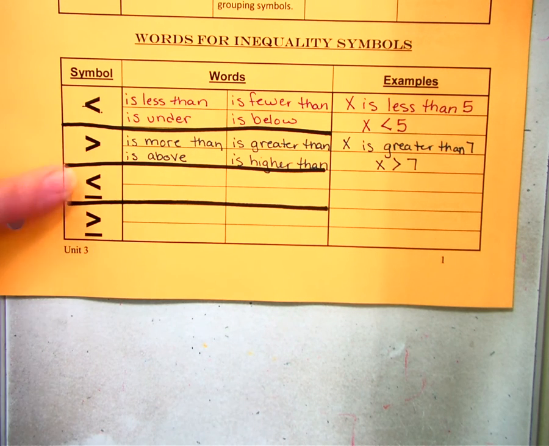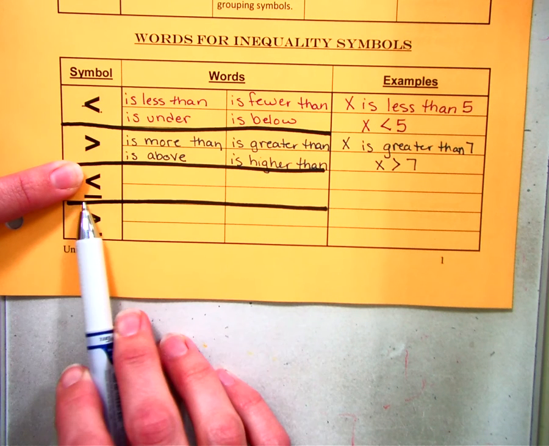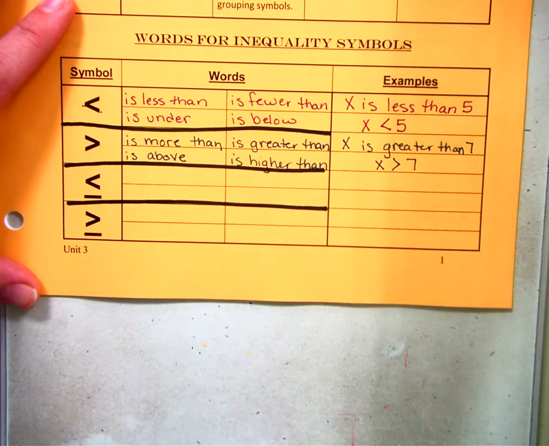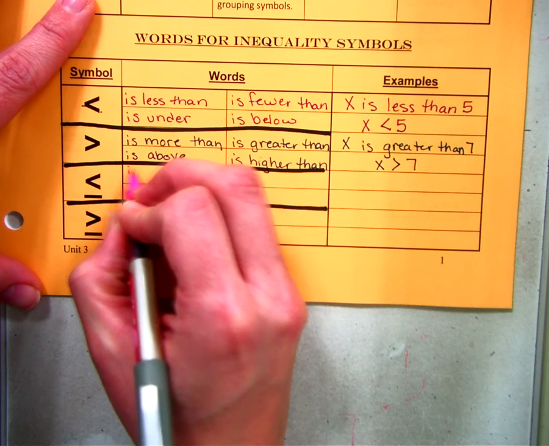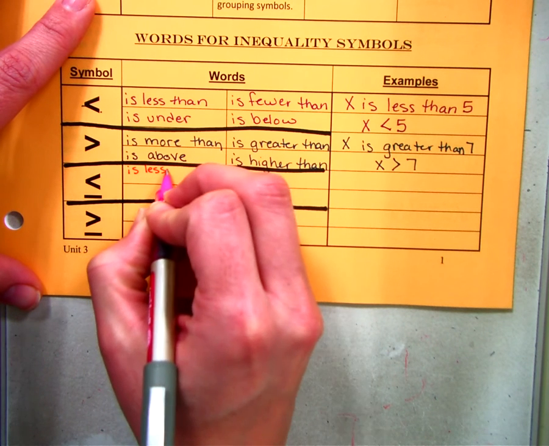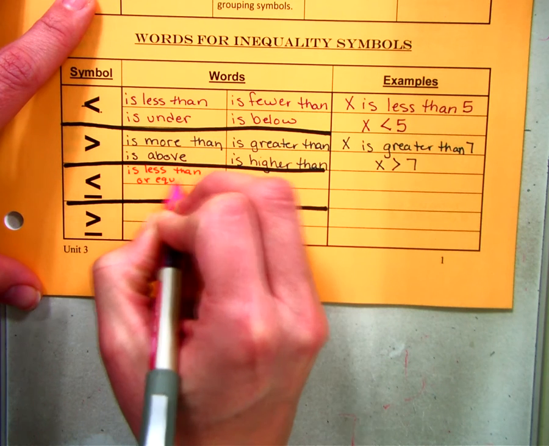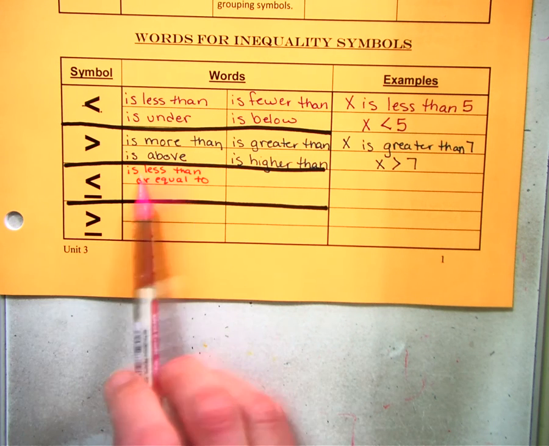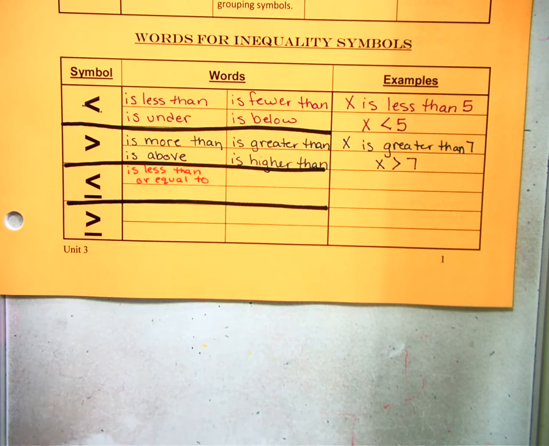We have two parts to this one. We have the is less than that you see up here, but then there's a line underneath. So what does that line mean? That line means that it could also be equal to. So the most commonly known phrase for this symbol would be is less than or equal to. It's a mouthful, but all of that would make you just write this one symbol. Is less than or equal to.